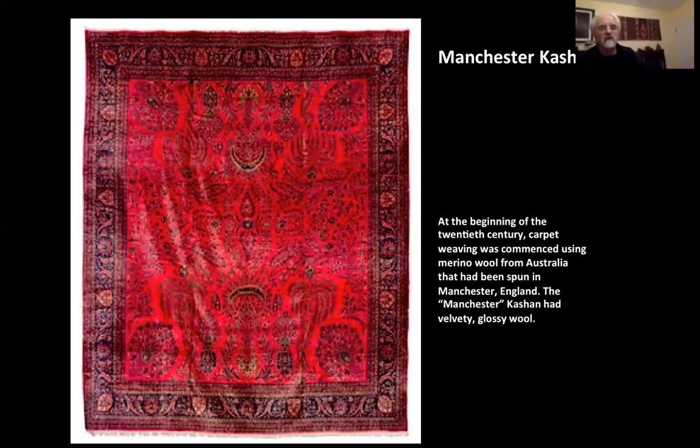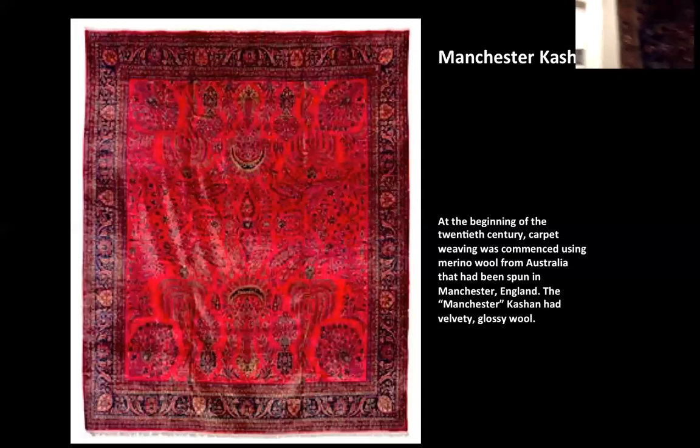It's going to be a little difficult for you to see this. But this is a Manchester Kashan right here. This is a dark rug. I have a somewhat lighter one that's packed away. But as you can see, if you were to see the back, it's extremely finely woven and has a wonderful handle.